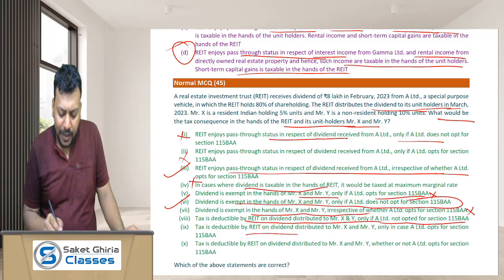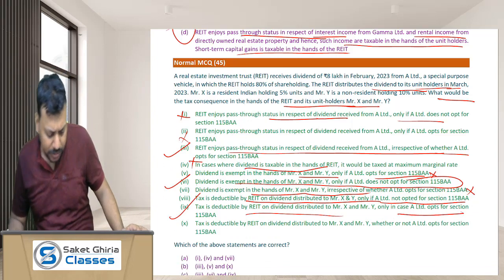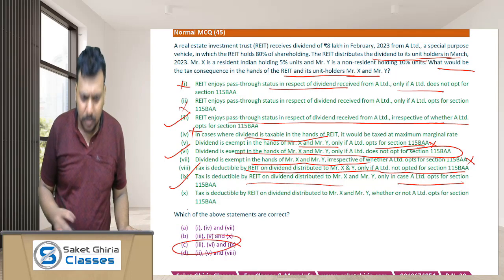Tax is deductible by REIT only if A Limited opts for 115BAA. Yes sir. So the correct option is 9. So the correct options are 3, 6 and 9. So the correct option is C. Okay.